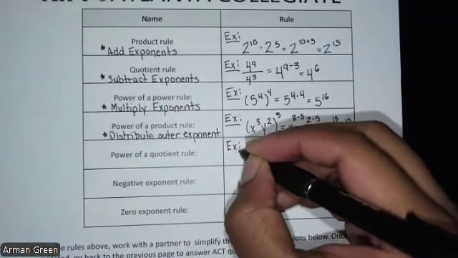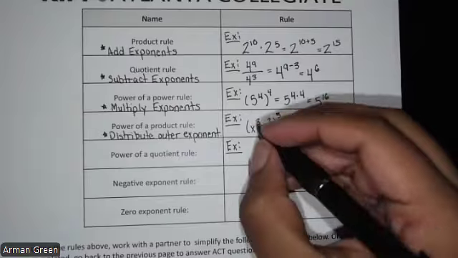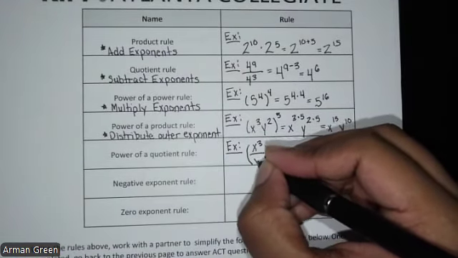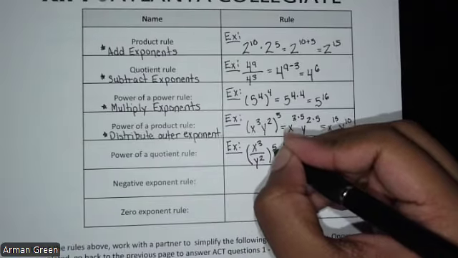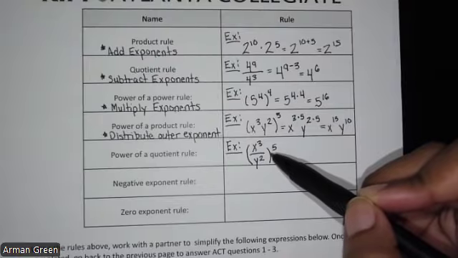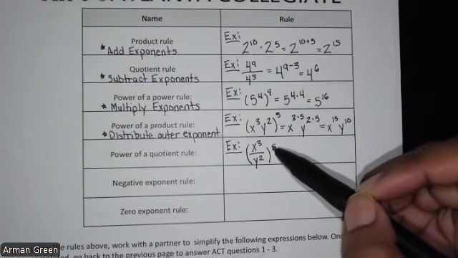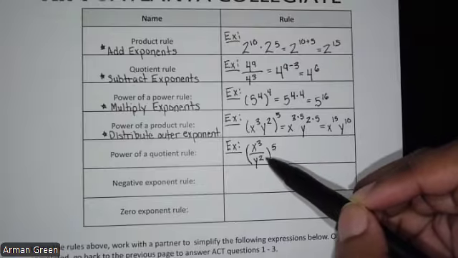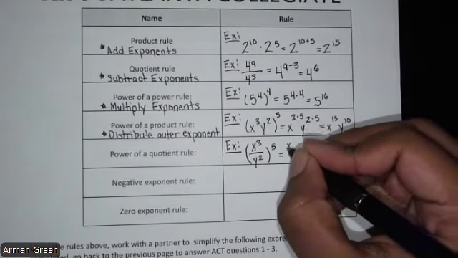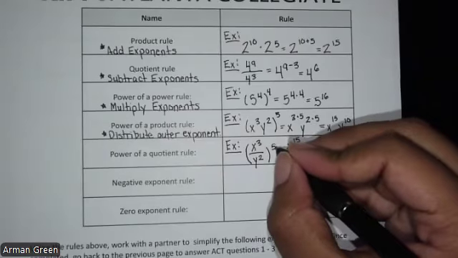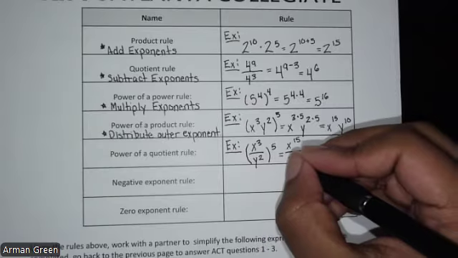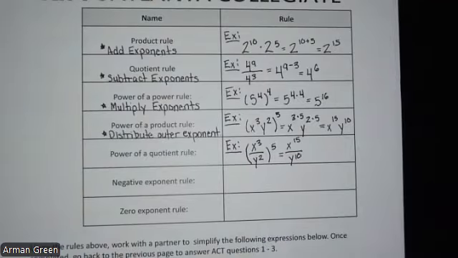For this rule, same idea, but this time, instead of multiplying them, what if we're dividing? So if we have what we have here, it's still going to be the same idea. We're going to distribute this 5 into both of these exponents. So really you have x to the power of 15, because that's what 5 times 3 is, divided by y to the power of 10.